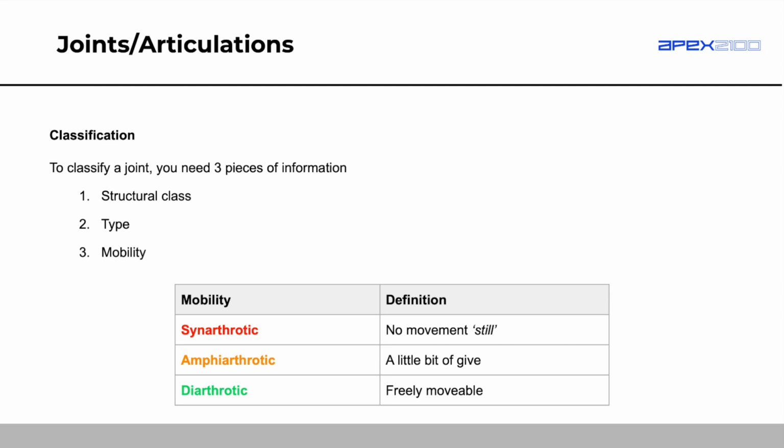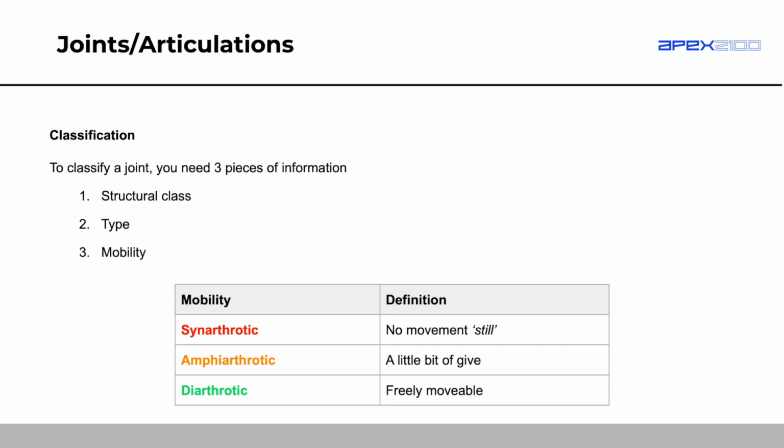So there's 3 different types of mobility, 3 different types of movement or how movable a joint is. A synarthrotic joint means there's no movement at all between those 2 bones. It's still. Just remember synarthrotic, S for still. Amphiarthrotic, a little bit of give. So there's a little bit of movement between these 2 bones at this joint, but there's not much movement at all. It's just a little bit of give.